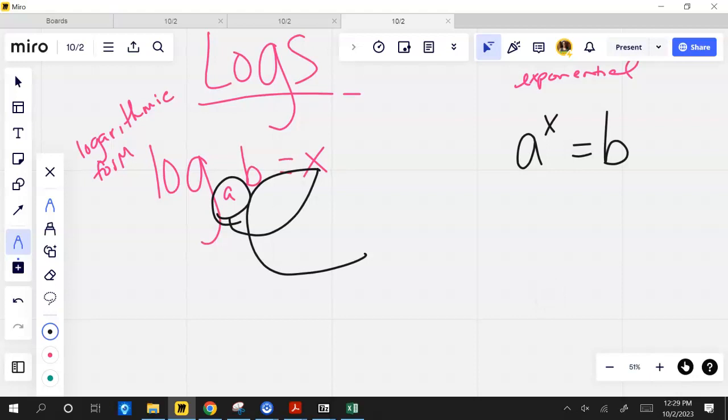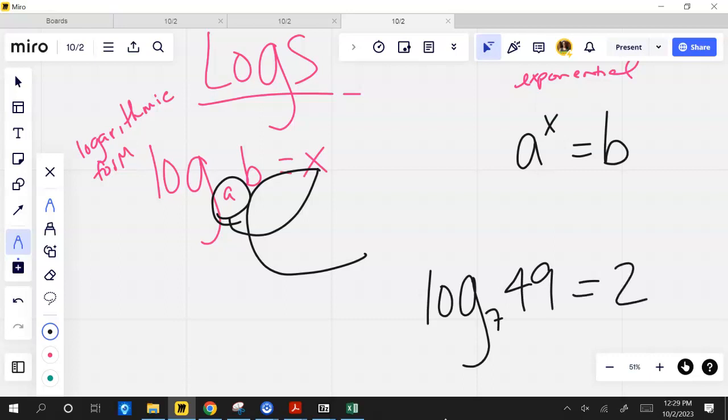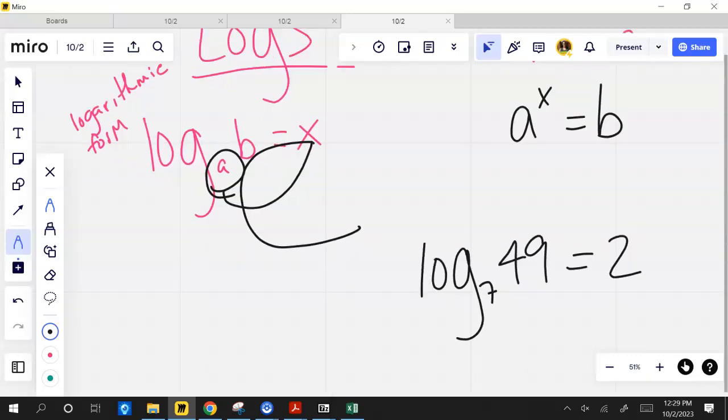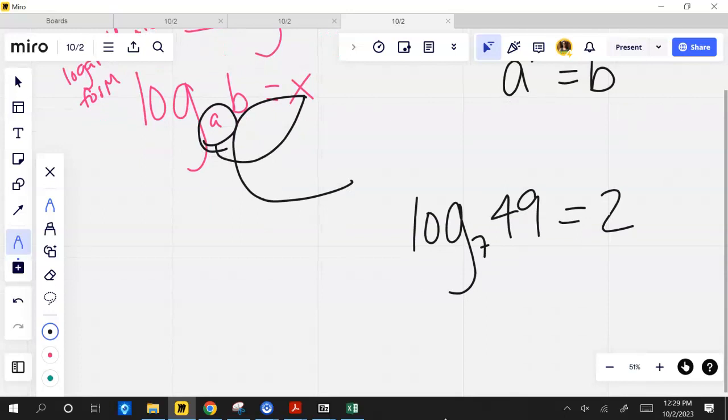So, for example, what would that look like in exponential form? 7 to the second power equals 49. Yeah, but you have to be able to go between them because we're going to have variables in here that you'll be solving for.